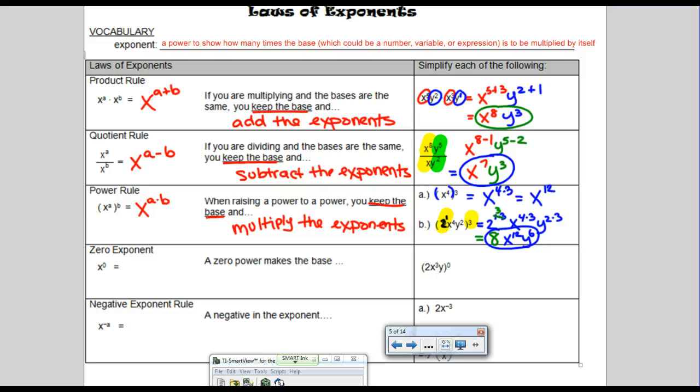All right, and a 0 power rule, as we already said, makes the base equal 1. So anything that has a 0 power attached to it equals 1. So if you look at our problem to the right, we have this whole group being raised to a 0 power. That means every single base is going to change to a 1. So the whole thing is going to end up equaling 1.